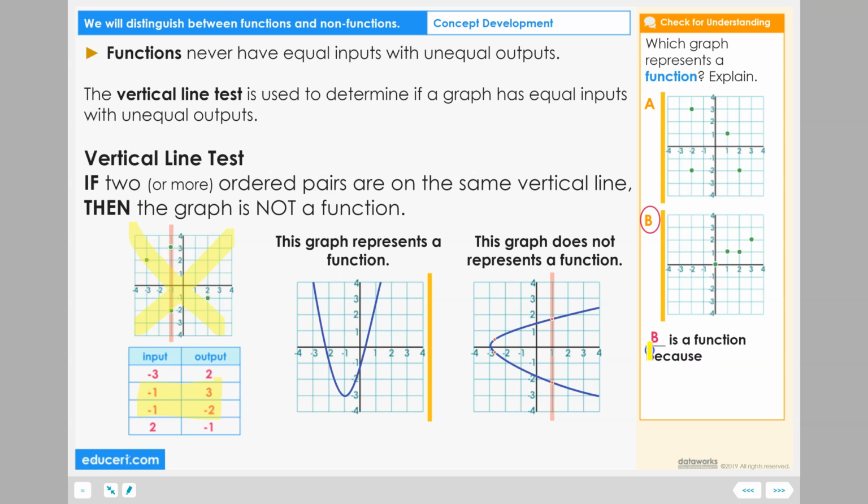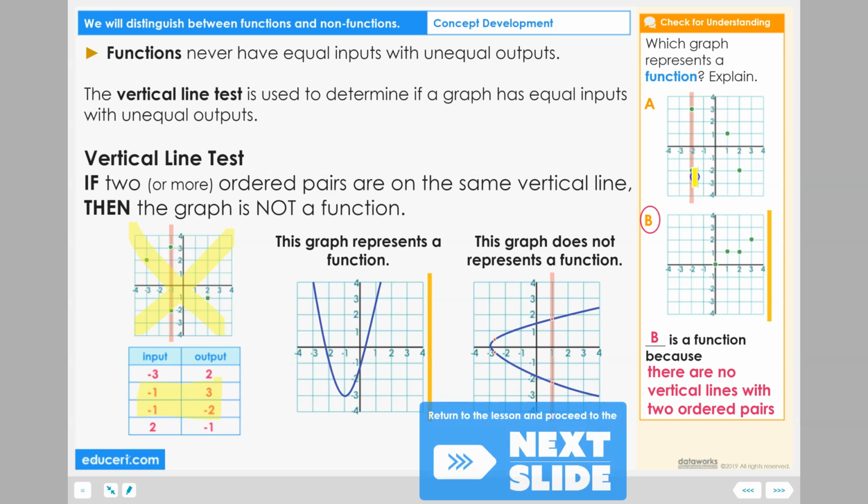Graph B. Graph B is a function because there are no vertical lines with two ordered pairs. The vertical line test for graph B never has two ordered pairs on the same vertical line, but for graph A, we see right away two ordered pairs on the same vertical line, failing the vertical line test for a function.